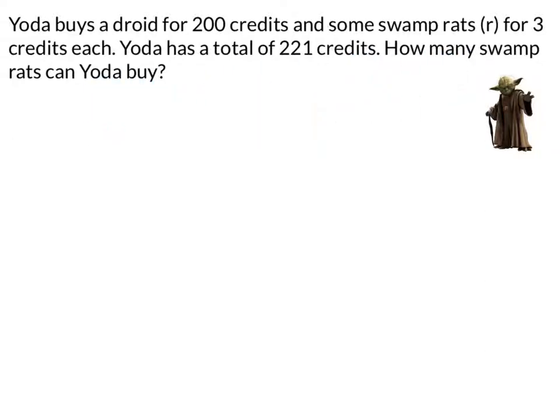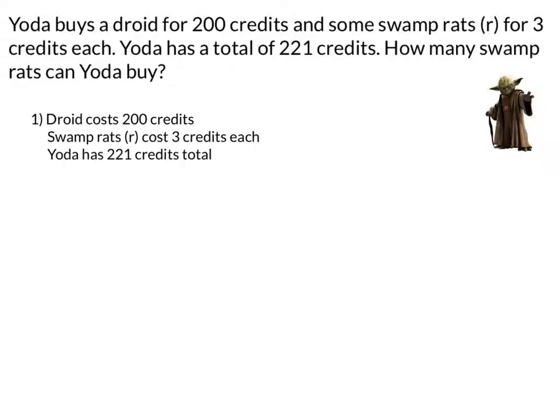Let's take a look at our first step. What information do we have? What do we know? Well, we can see that a droid costs 200 credits precisely, so we could write that down. We also know that each swamp rat costs 3 credits, and we know that he has a total of 221 credits. So taking a look right down here, we have written those 3 things down that we know.